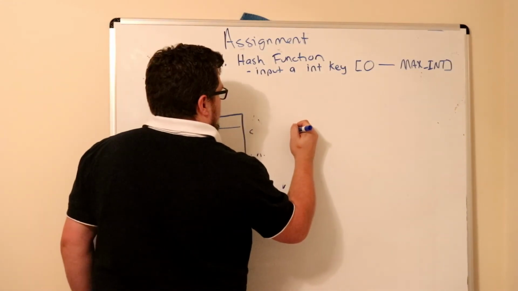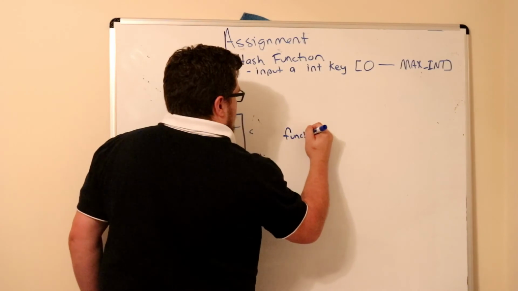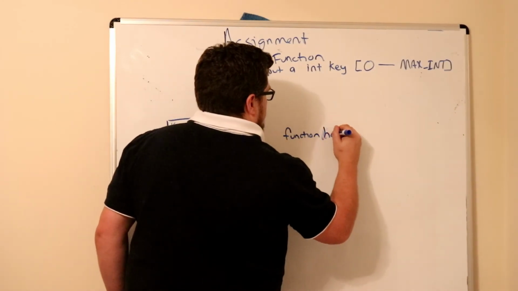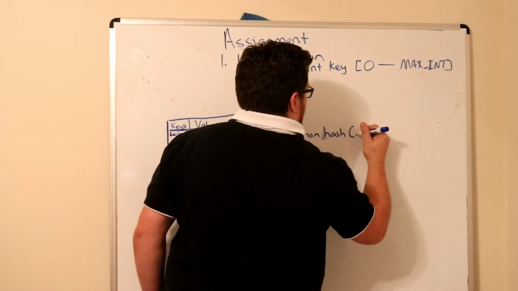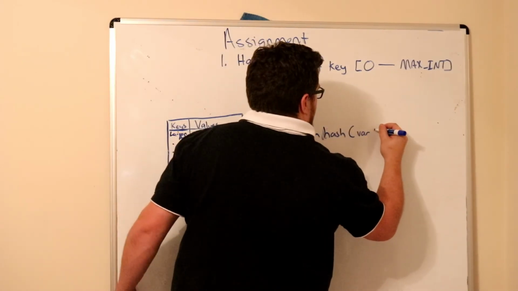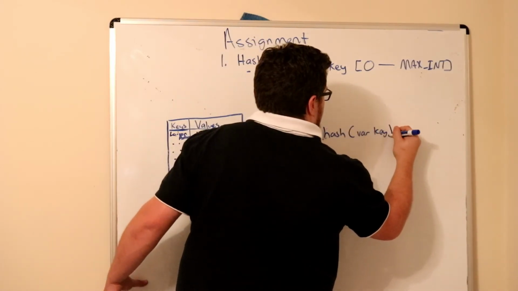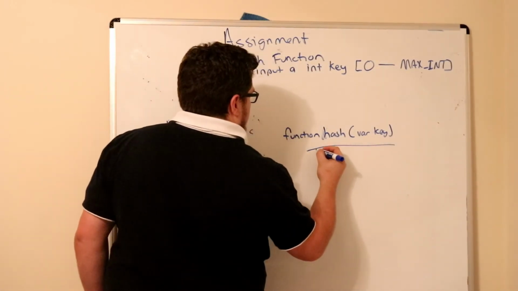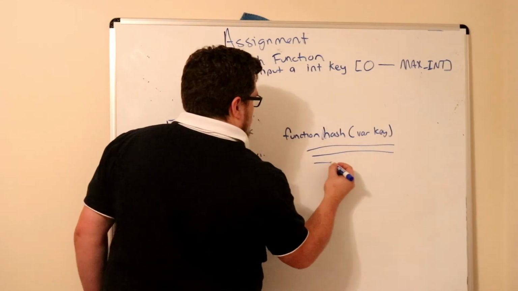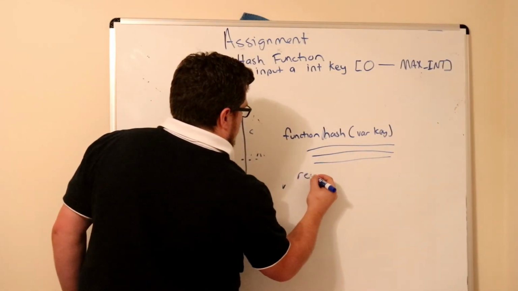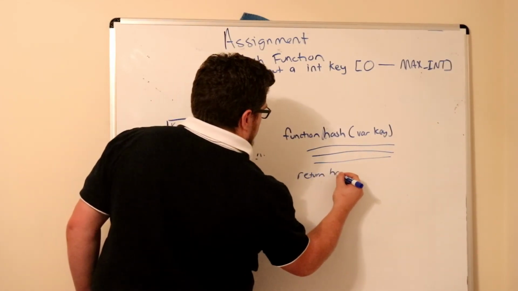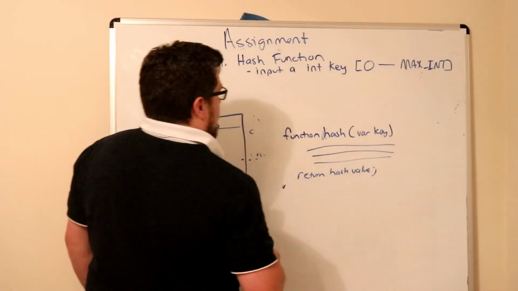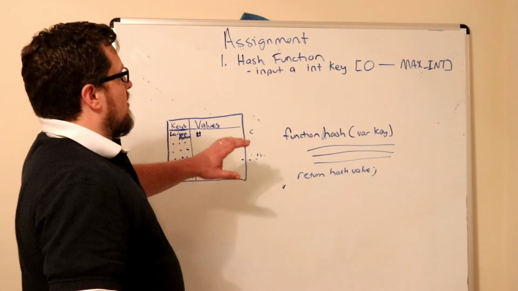So it would look something like this in JavaScript. We'd have function hash, and you would have var key. You would do something with this key. So this would be your code, and then return a hash value. So something there, and whatever language you choose.